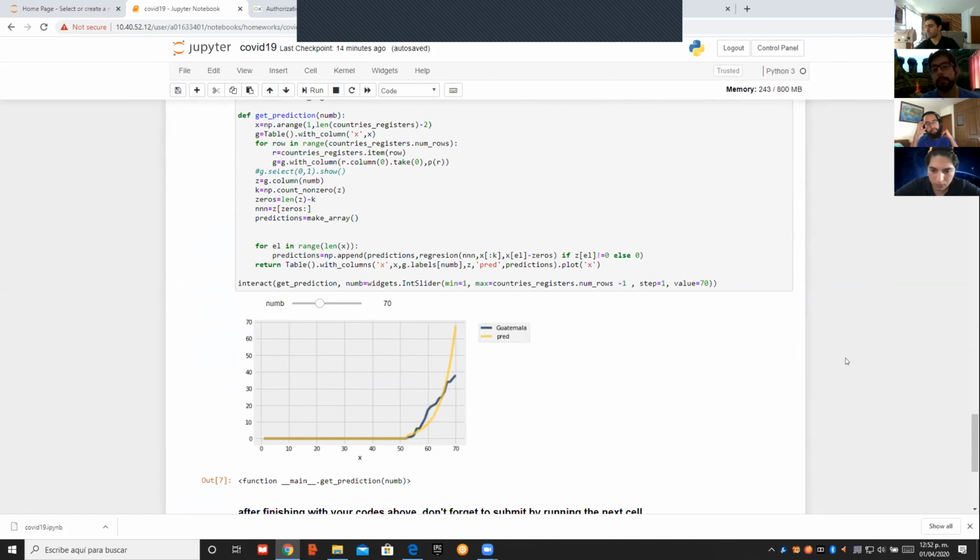Here we have the exponential graph, but as you can see, for example in Guatemala, these are the actual registers that we have, but the exponential function is going much higher. So for some countries this gives us wrong answers, wrong predictions. That's why we decided not to use this approach.